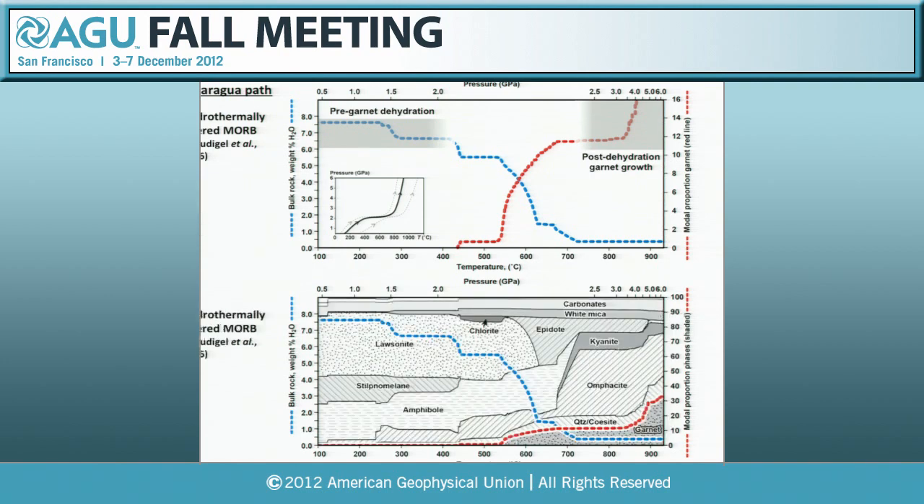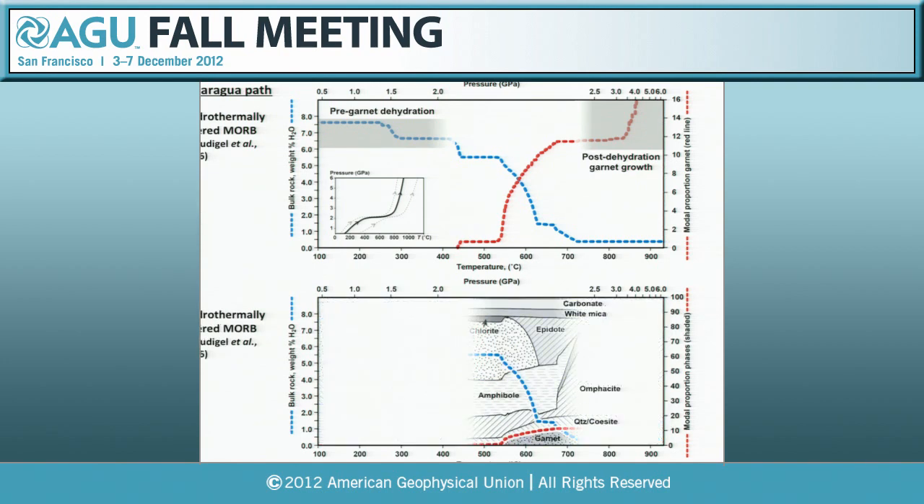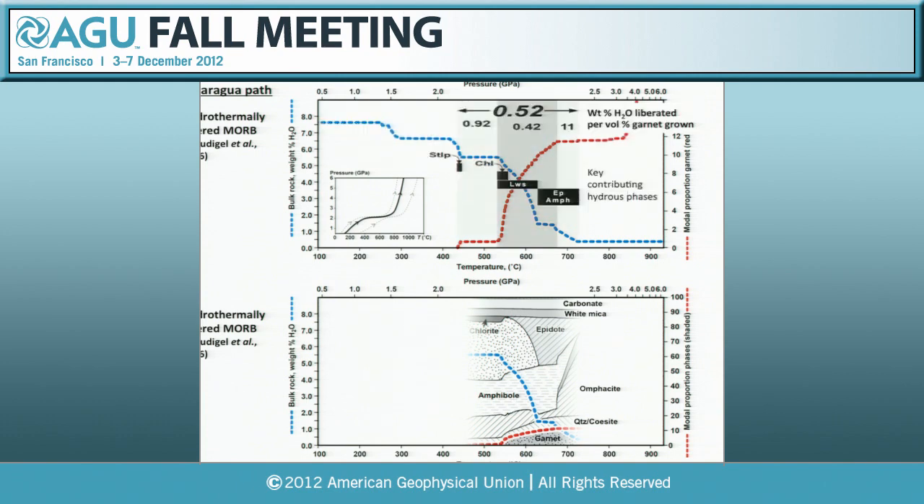I'll show this for the MORB here, and I'll just concentrate on this coupling zone. This is the amount of the other phases that are present in the rock at that point in time. We can use this information and put it back onto here to say what phases are dehydrating and contributing to both fluid production and garnet production, and what the actual ratio of water production to garnet production is during this band.